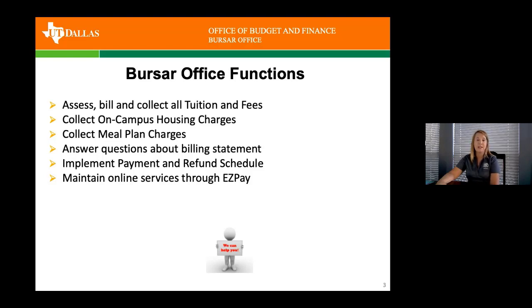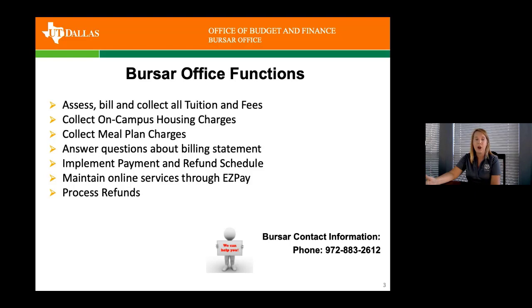I'm not sure if you've heard of EasyPay yet, but I'll go over a little bit about what EasyPay is. A lot of times when you email our office, we'll say, well, have you looked at EasyPay? And so you will hear that a lot. And we also do processing of refunds. So if a student is owed money back for whatever reason, that would be done through our office as well. We don't do payroll for work study, but we do process refunds. So that would be really the only kind of check that you would receive from our office.